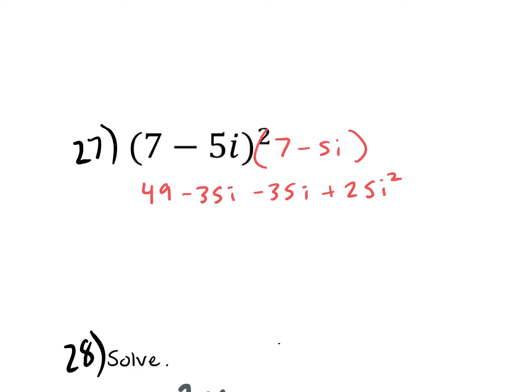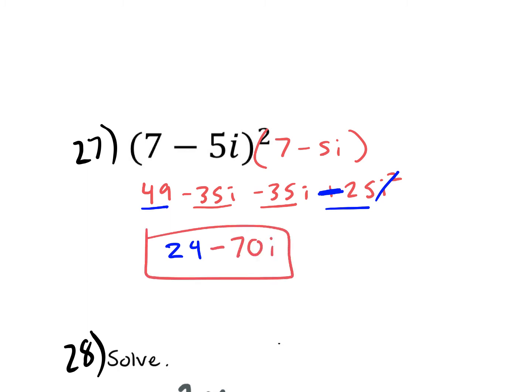What does the i squared turn into? Negative 1, so this would become minus 25. We can combine like terms, so 49 minus 25 would be 24. And then negative 35i minus 35i would be minus 70i. Remember when writing these in standard form, you always need to put the real part first, then the imaginary.